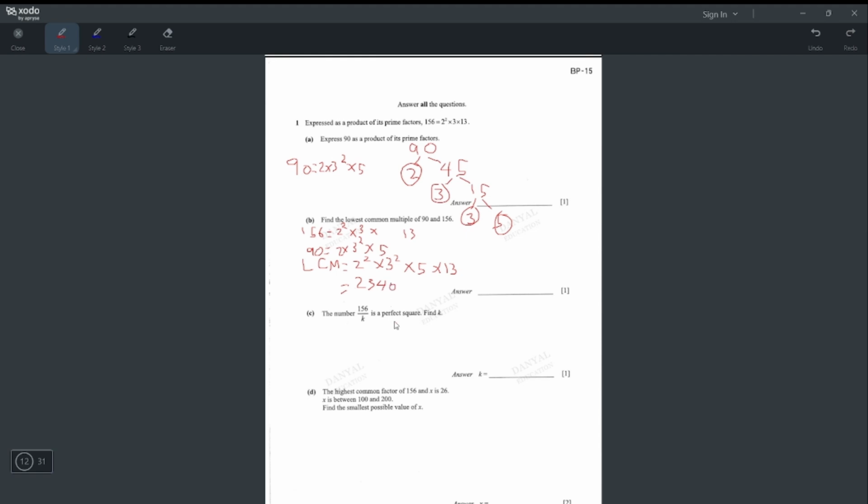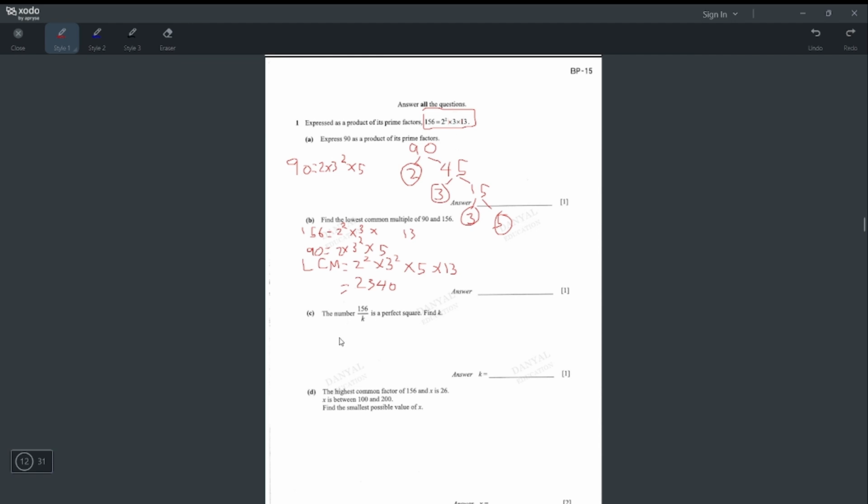And for part C, we have the number 156 over k is a perfect square, and we need to find k. We can also use the product of prime factors we used earlier. We know that the number 156 over k is a perfect square. So that means each exponent of the prime factors must be even. So for example, 3 cannot be one of the prime factors because currently it's 3 to the power of 1, which is odd.